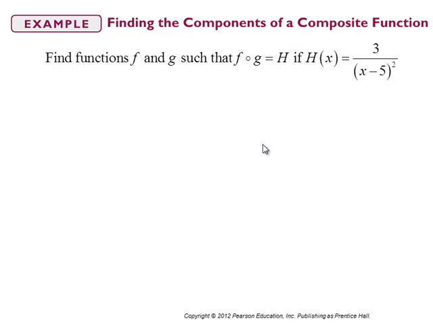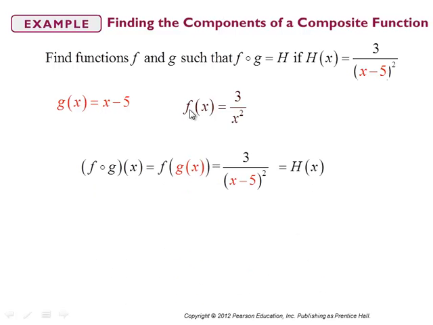Okay. How about this function right here? Can you write this function, 3 over x minus 5 squared, as a composite function? Well, how about trying this? Suppose that you let your g of x be equal to the x minus 5 function. That would be the inner function. And then your 3 over x squared function, let that be the outer function, your f function. So that when you do your f of g of x, you get 3 over x minus 5 squared. So yeah, we did another composite decomposition.